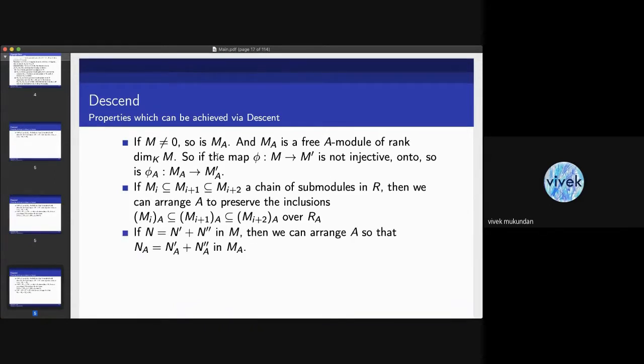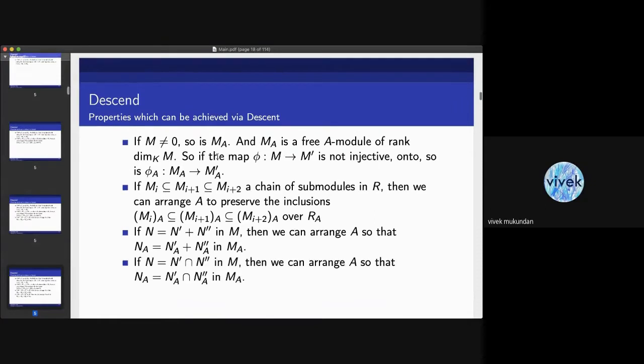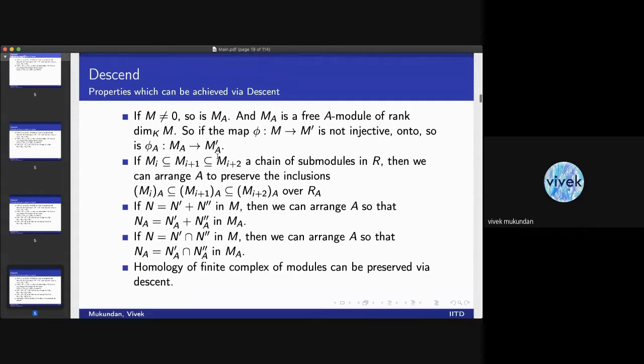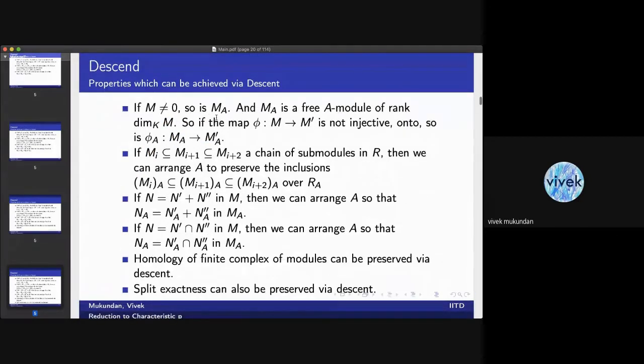And if you have a sum of submodules in M, then we can increase the ring A so that the sum also makes sense. Intersection can also be descended down to the A level. The homology of finitely many complexes of modules can also be preserved via descent. The complex itself can be descended. The short exact sequences can be preserved. Homology can be preserved. Then you can make sure that homology being non-zero can also be preserved. Then split exactness can also be preserved via descent.